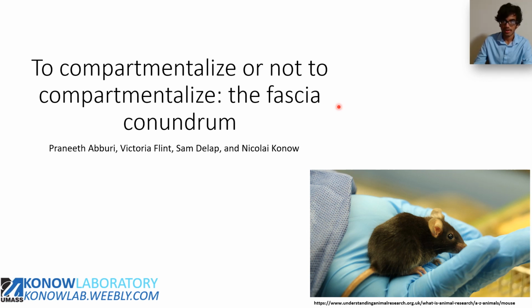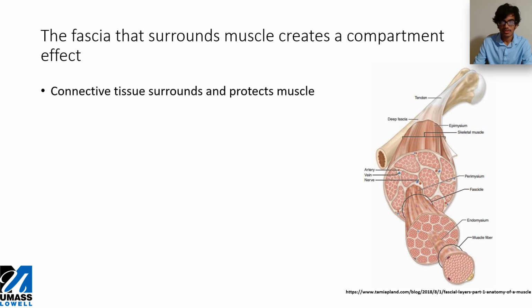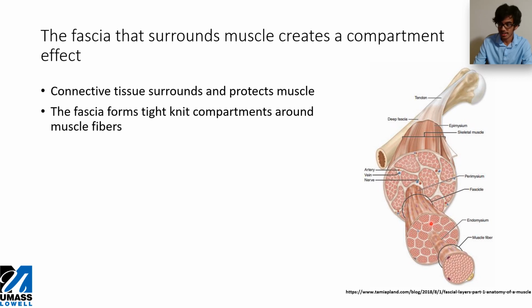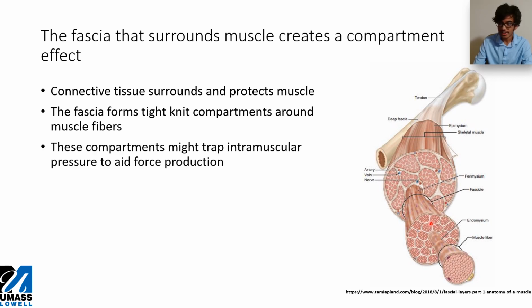I'm a sophomore in the Konow lab, and I'll be presenting how the fascia relates to muscle performance. To start off, the fascia is a connective tissue that surrounds and protects muscle. As you can see, the fascia serves to enclose the muscle fibers in tight-knit compartments, and it's been theorized these compartments might help trap intramuscular pressure, aiding force production.